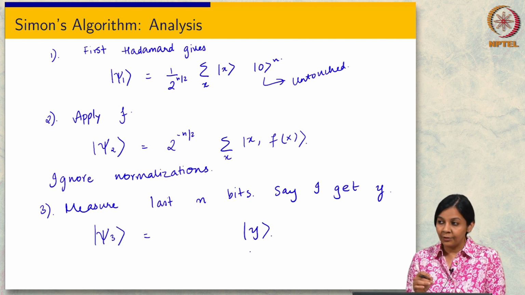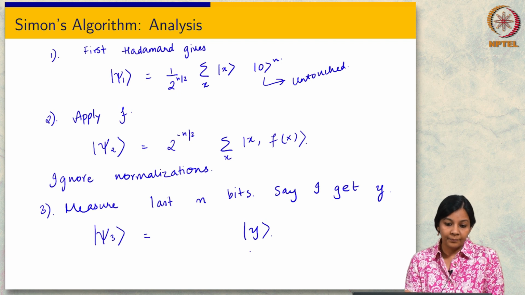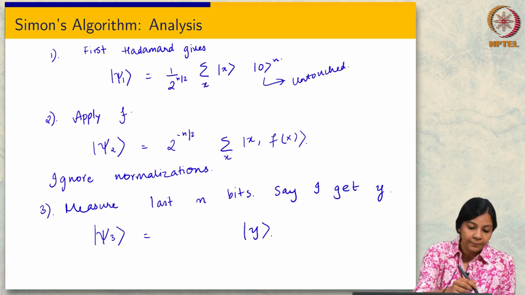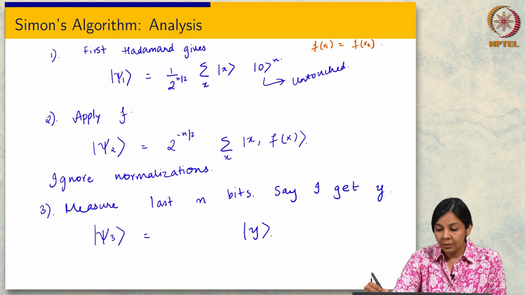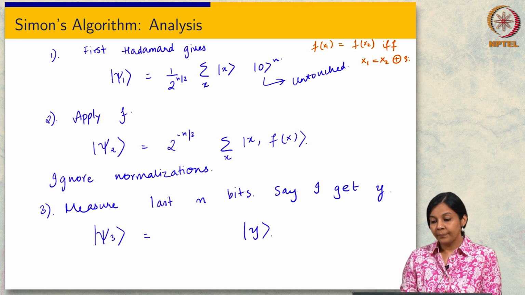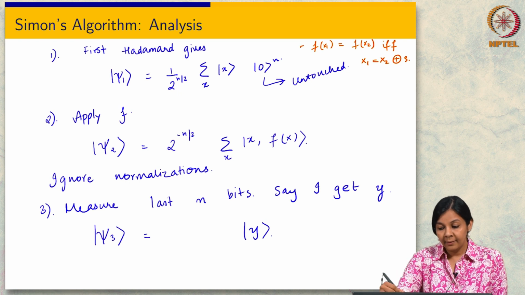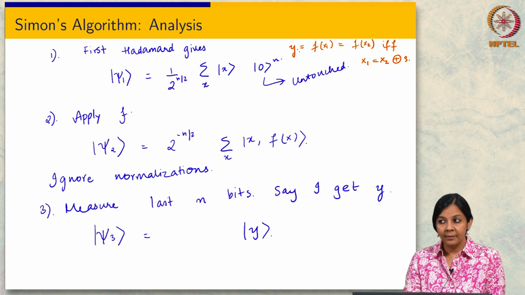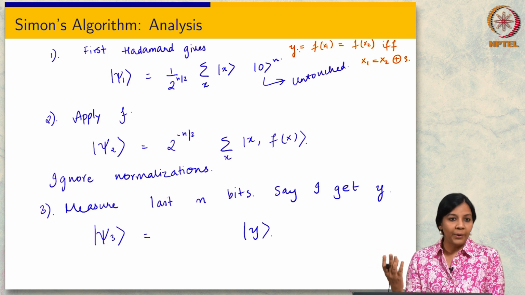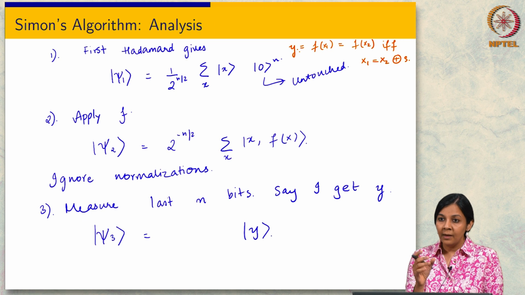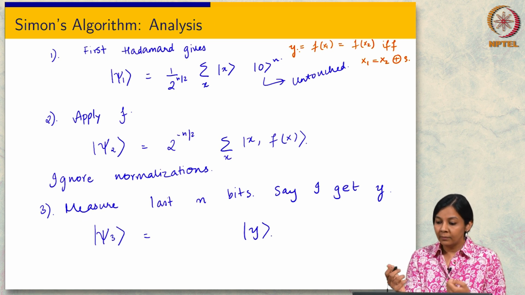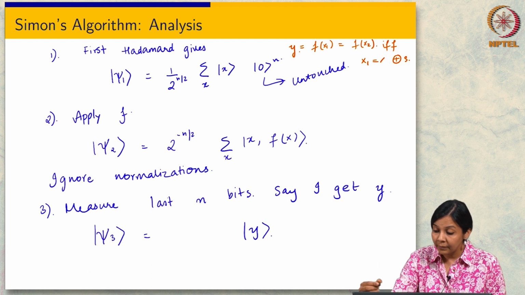Anyone who has not seen this algorithm before? Please use the structure of the problem. Remember that f(x1) is equal to f(x2) if and only if x1 is x2 XOR s. And the hint is that this is some y; I measured, and it does not matter what value I got. The point is that this is going to collapse my first n qubits into x and x XOR s.